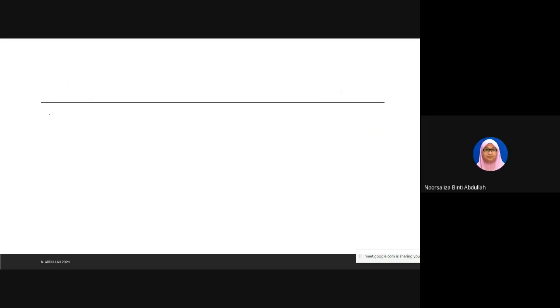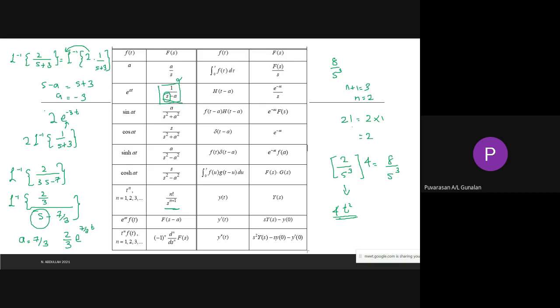Doktor, saya nak tanya, T datang dari mana, Doktor? Which one? 2/3 exponent 7/3 T kan? T tu datang dari mana? This one T. Ya, this T comes from here. Okay, Doktor.